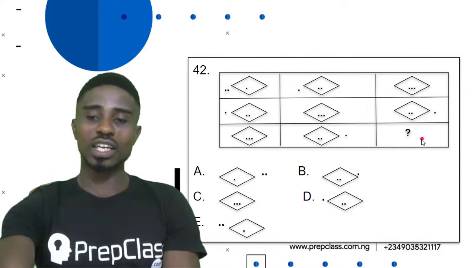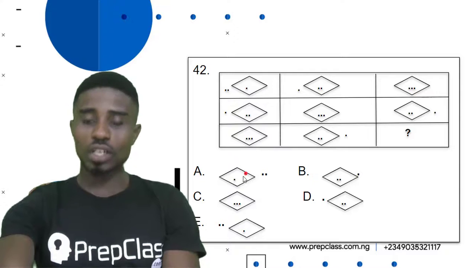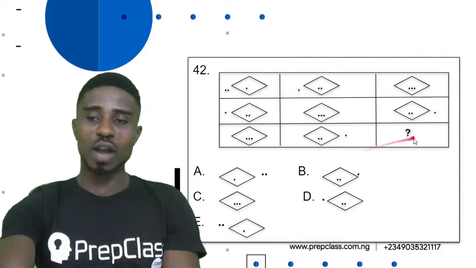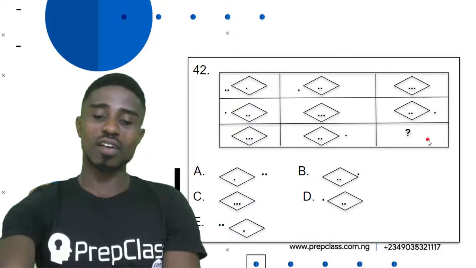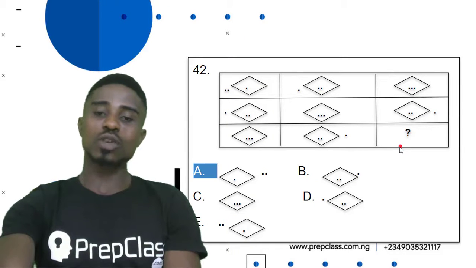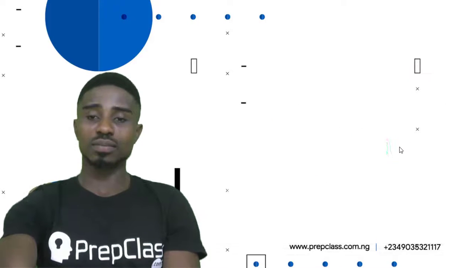So let's check it out. You will see it. What will be our correct answer? Option A, 1 dot in, 2 dots on the right. That will be our correct answer. And if you compare it with this row, 3 dots in, 2 dots in, 1 dot on the right, 1 dot in, 2 dots on the right is our correct answer. So option A for question 42 is our correct answer.